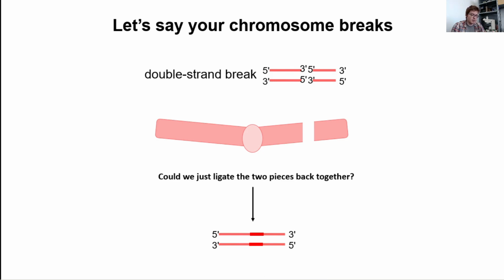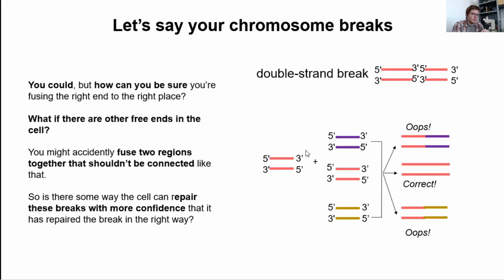We're problem solved, right? And that sort of would make sense if this break, we were sure that this break happened and we immediately caught it and the two pieces were right next to one another. But more generally inside the cell, how can you be sure that you're fusing the right ends together? How do you know you're connecting the right pieces to one another? Because what if there are other free ends inside the cell?